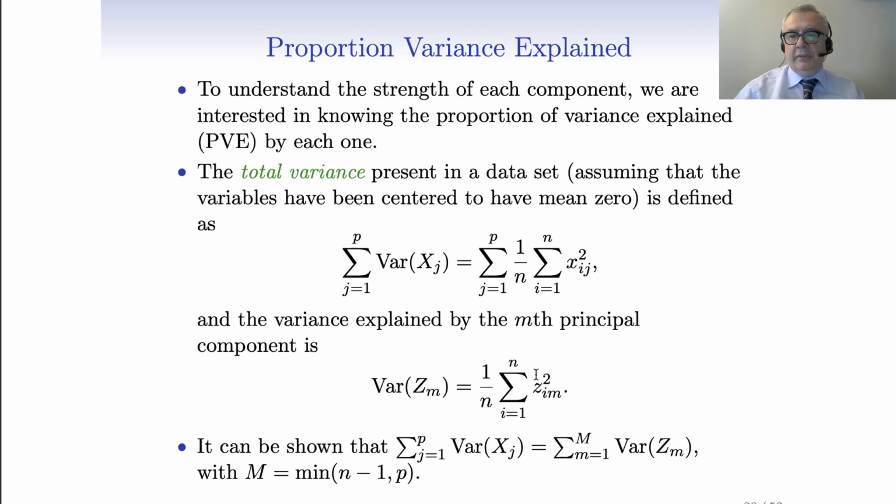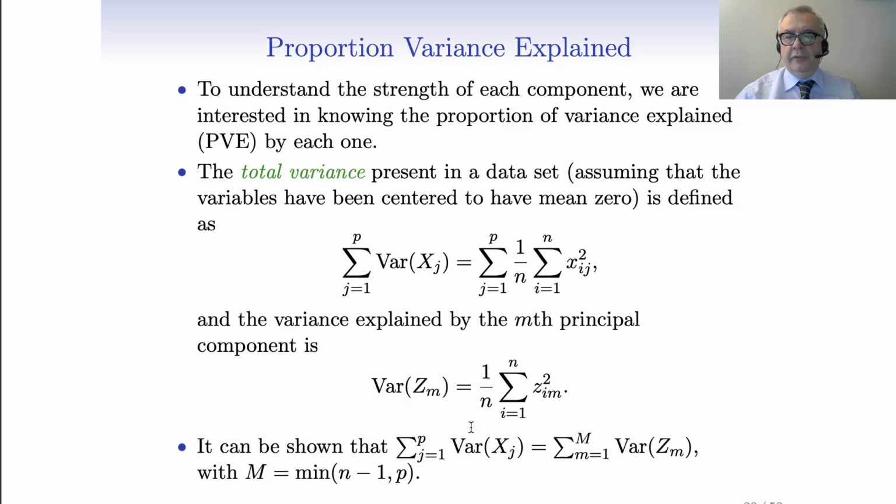Since you just have a rotation when you move from x to zeta, it can be shown that if you take the sum of the variances for the features represented in the original coordinates, or you take the sum of the variances for the transformed features, so they are the features according to the principal components, the two sums coincide.